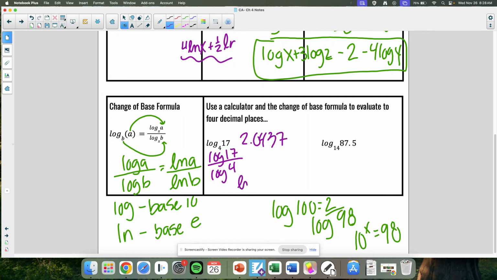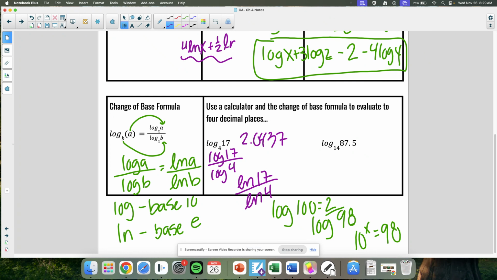So if you did ln 17 divided by the ln of 4, just check it so you can confirm you get the same answer. So because your calculator has log and ln, you can use either log. I would say the most common one to use is the ln. I don't know why, but that's the one that usually gets used. So either way will get you the answer.